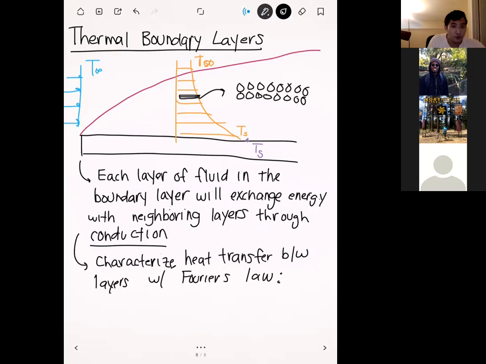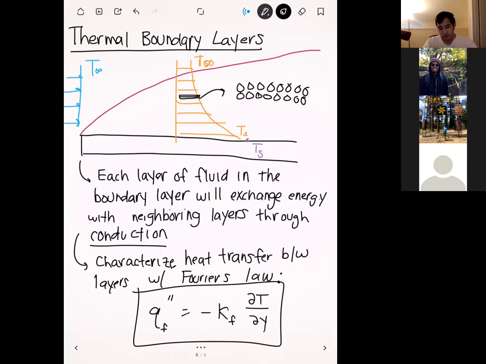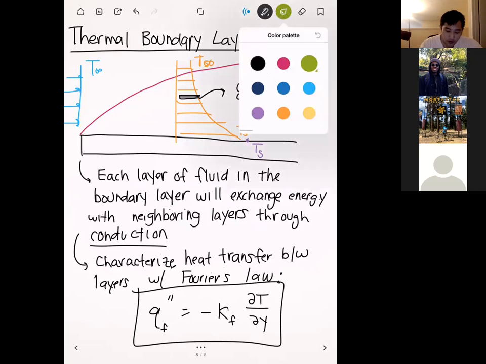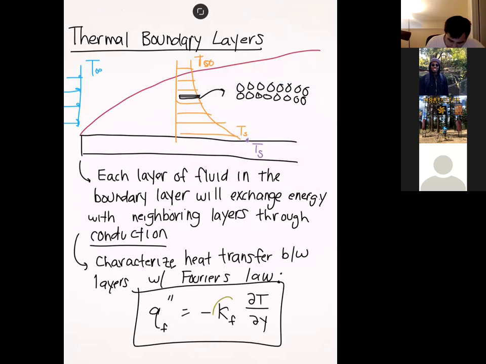And so Fourier's law looks like this. I'm going to do the heat flux version of this, so I'm going to divide both sides by A. What we have is q_f double prime equals minus k_f times dT/dy. And that's simply our Fourier's law. The key parameter here is obviously k_f, and remember, this is the thermal conductivity of the fluid.